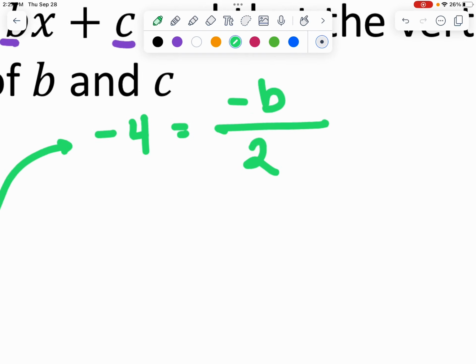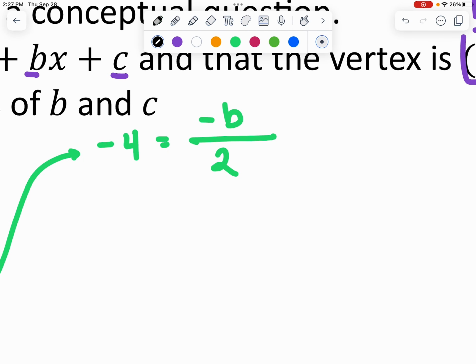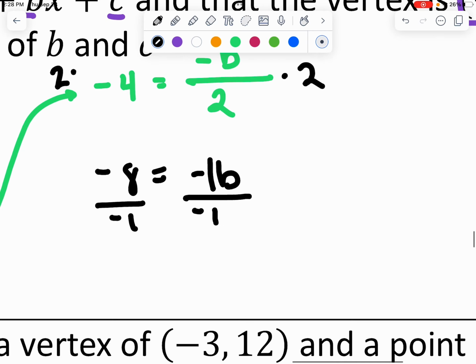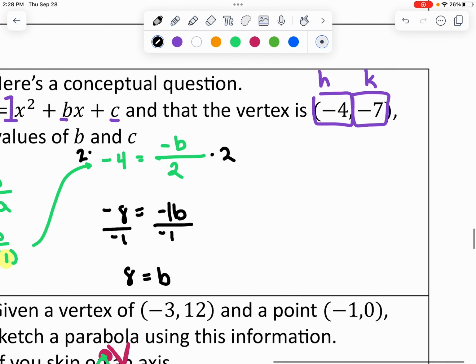Now it's an algebra 1 problem. We're going to multiply both sides by 2. That gives us -8. Divide by -1, because there's a -1 there. And we have now the value of b. There could be another way to do this. However, the way that I do this, so we have b. We have b is 8.